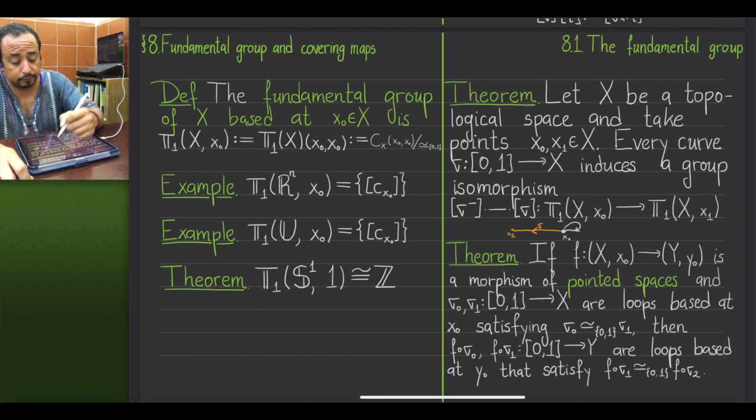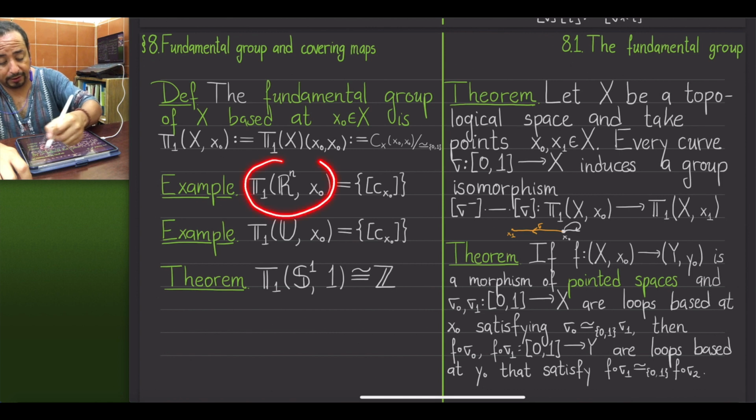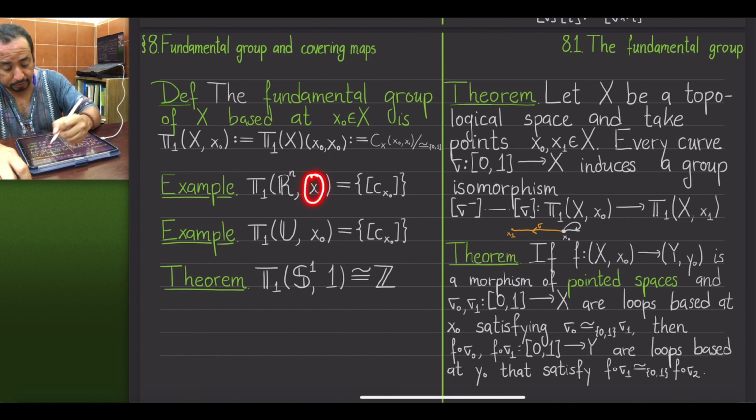And that implies that the fundamental group based at any point has only one element, right? So based at the point x0, it is simply the homotopy class of the constant curve at x0, and same thing here.